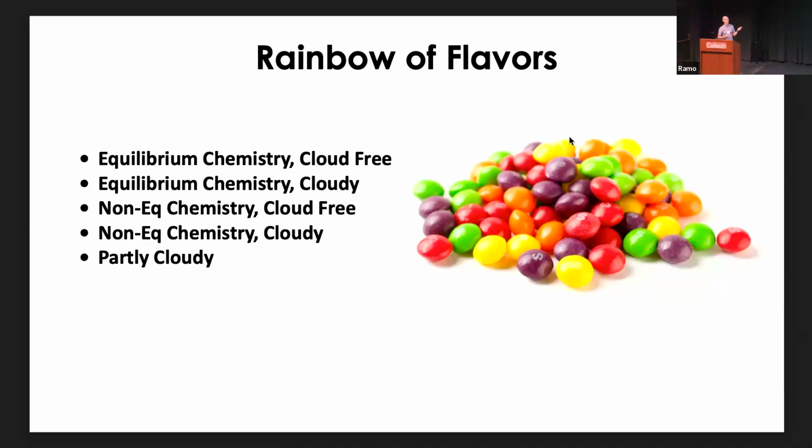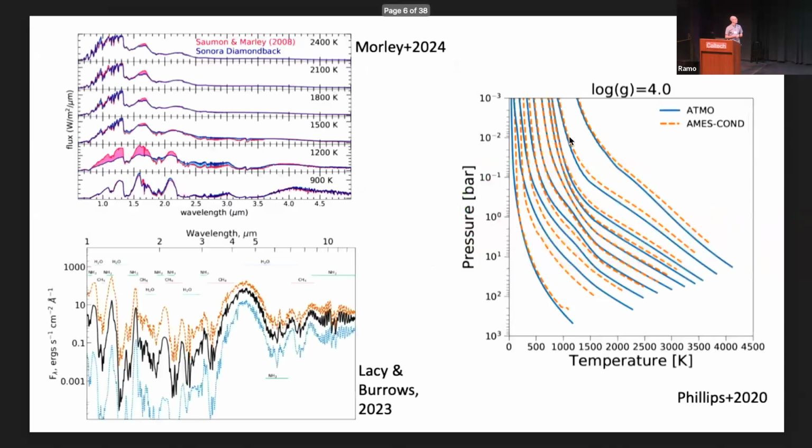You also can have equilibrium chemistry with clouds, non-equilibrium chemistry, cloud-free. If you're not familiar with non-equilibrium chemistry, I'll be talking about that quite a bit over the next 5 or 6 slides. Non-equilibrium chemistry with clouds and maybe partly cloudy. These are the sorts of levels of atmosphere models you'll often see in the literature. So when I'm talking about atmosphere models today, I'm mostly going to be talking about what people call grid models or self-consistent radiative convective equilibrium models. Towards the end, I'll talk a little bit more about retrieval models and how these two things are related to each other.